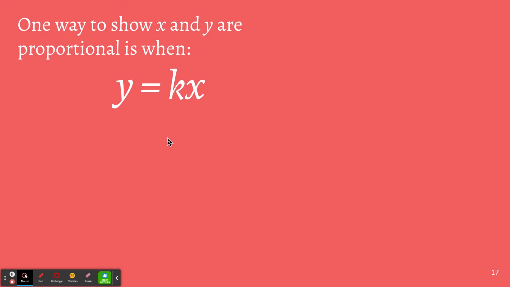But just so we're aware, another way to prove that X and Y are proportional is when the equation is written this way. Y is equal to some number times X. K, again, is a number. It cannot be 0, because if I plugged in 0 here, 0 times X would make X go away because it would just have 0. So the only number K cannot be is 0.